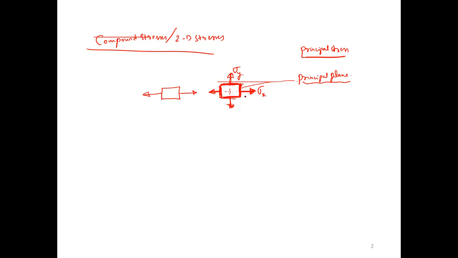So the plane in which there are no shear stresses is called the principal plane. With respect to this plane, sigma x is the principal stress. With respect to this plane, sigma y is the principal stress. Similarly, this is sigma x, sigma y. Any doubts? Clear? Okay. See, for example, if shear forces are acting on the surface, then where can we expect the principal plane? That is a very, very important concept.